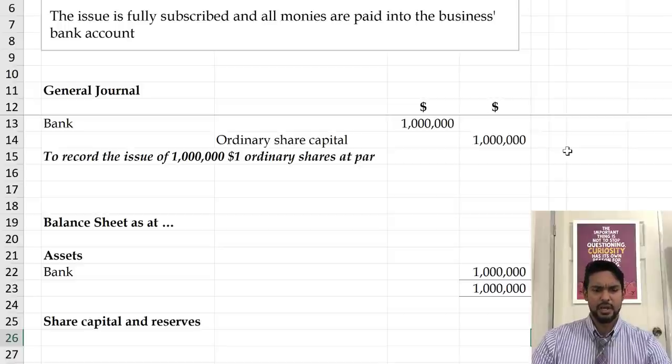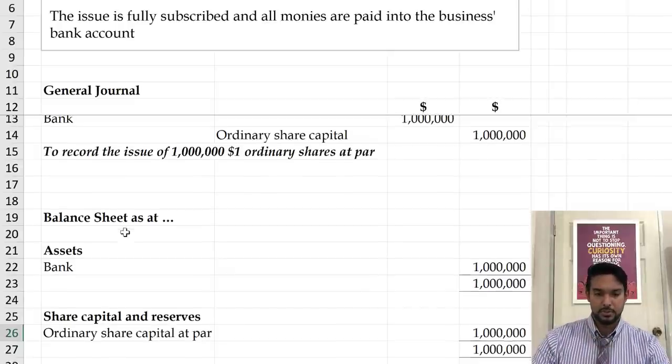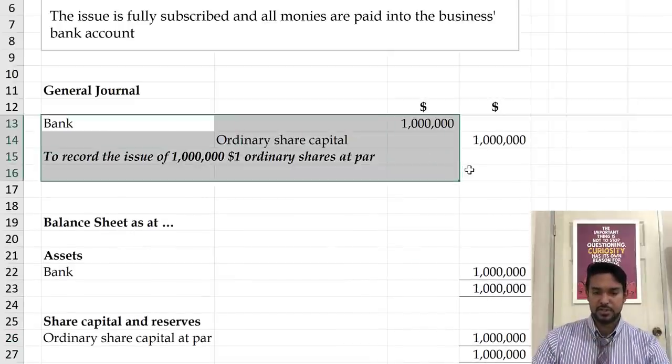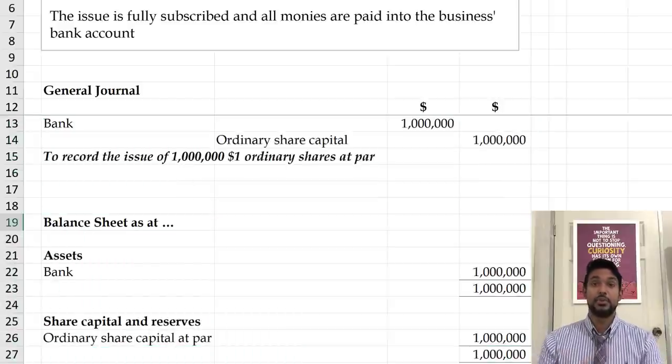So what share capital do we have? Ordinary share capital at par. How much? 1 million. And there you go. So your balance sheet balances. Now I know for some of you guys, balance sheets look a little different. That's fine. There's no one right way to do a balance sheet. So let me just scroll down a little. So this transaction, this entry here, is reflected in the balance sheet as shown there. And assets equal capital.